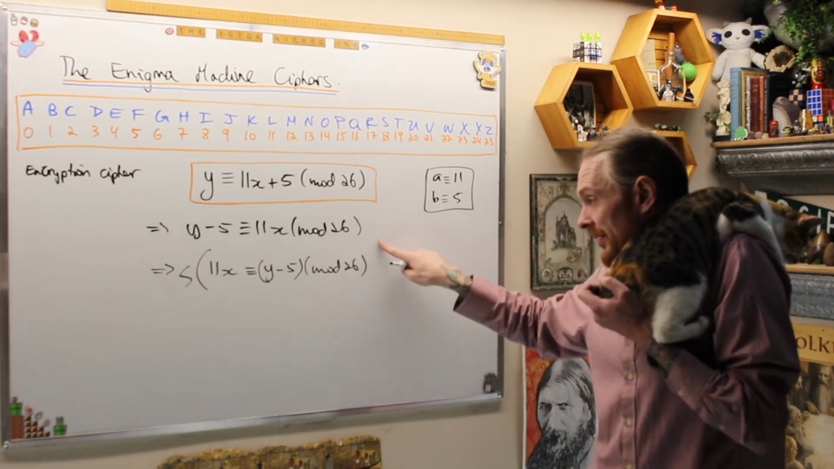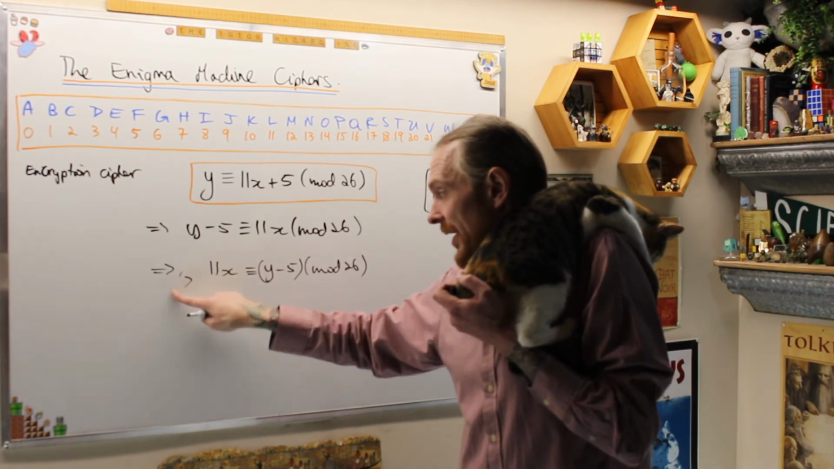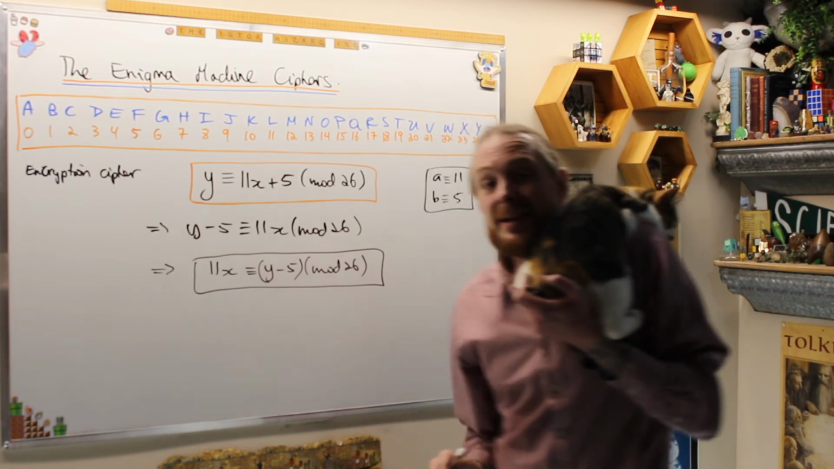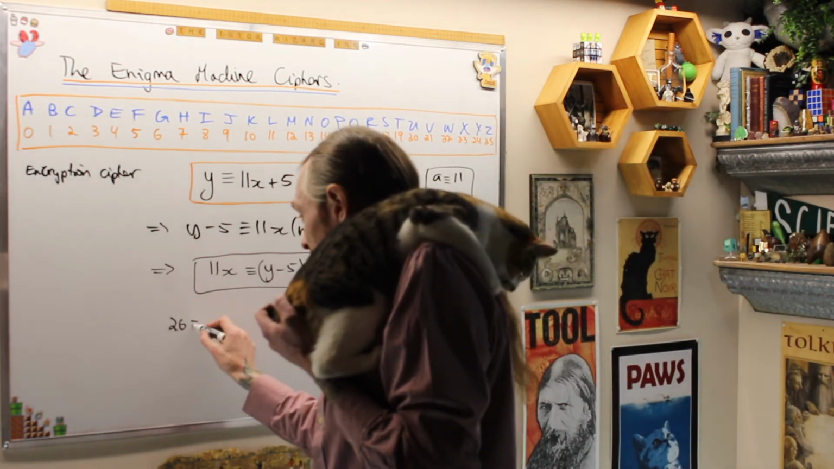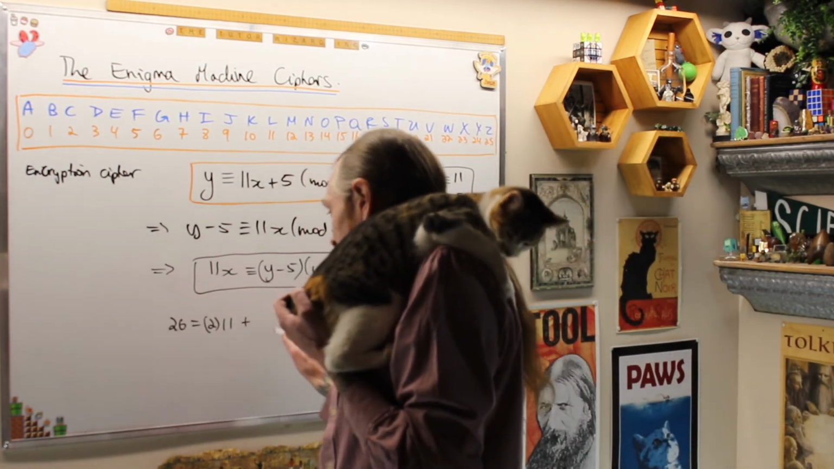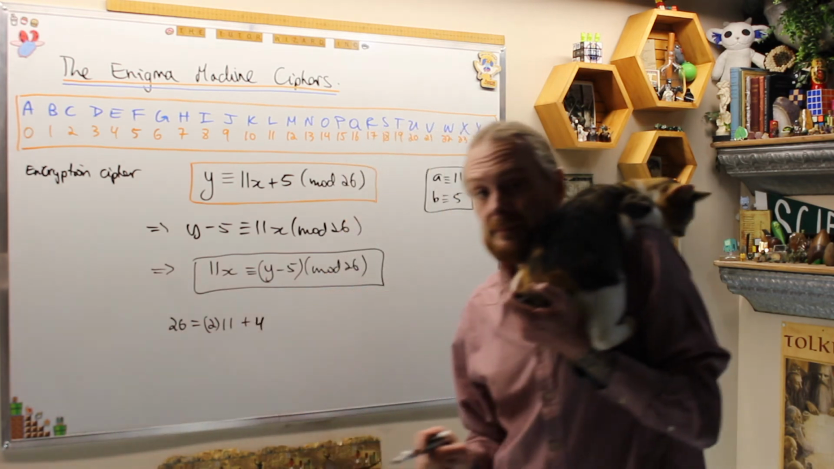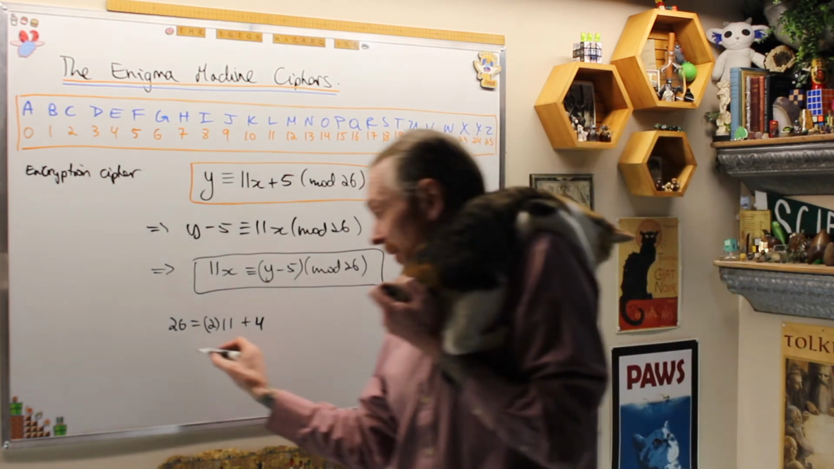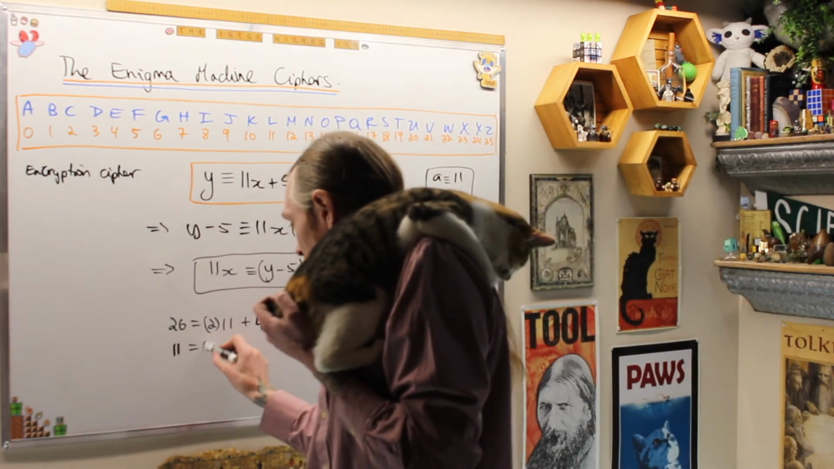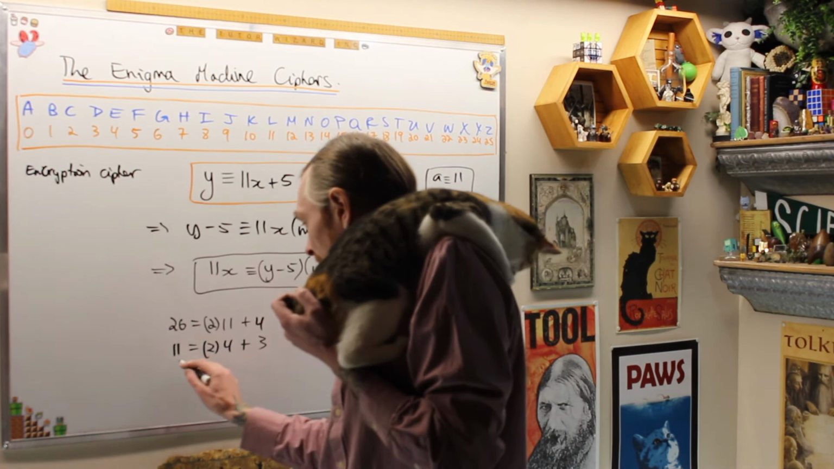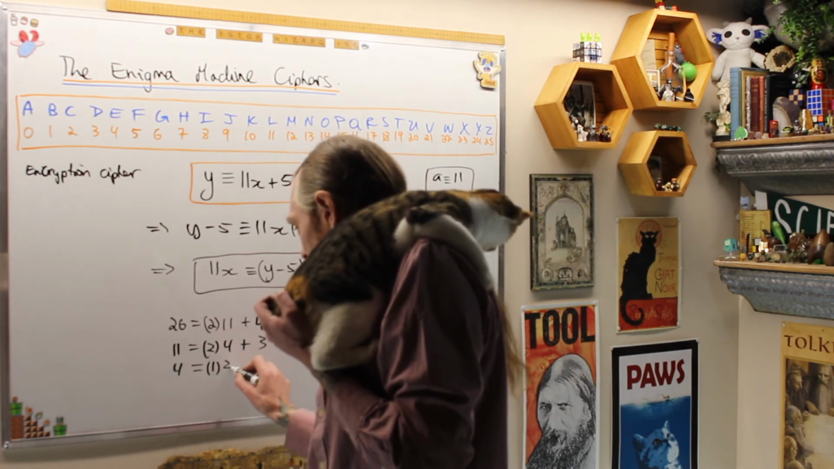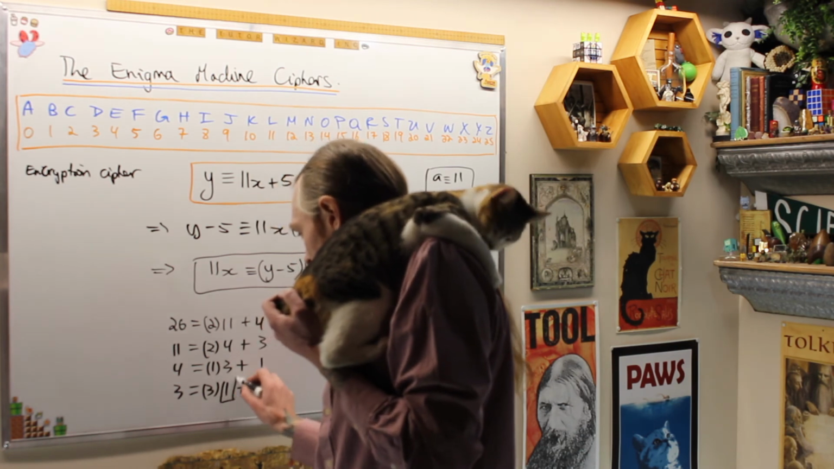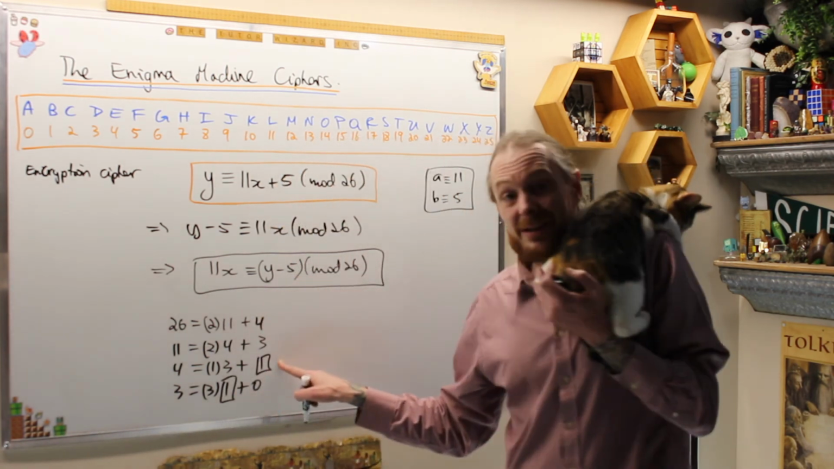How are we going to do that? What I'm going to do cleverly is use the Euclidean algorithm. From here, I need to find that number. We know that 26 is 2 times 11 plus 4. I'm going to find the GCD, which is 1. And then we know that 11 is also 2 times 4 plus 3. 4 is 1 times 3 plus 1, and 3 is 3 groups of 1 plus 0. So the last non-zero remainder is the GCD.